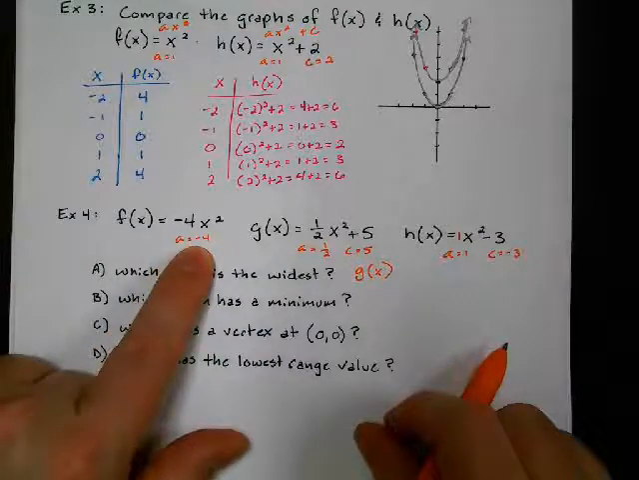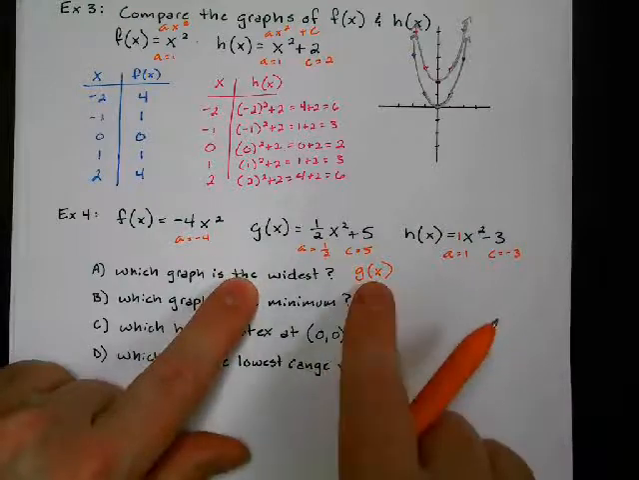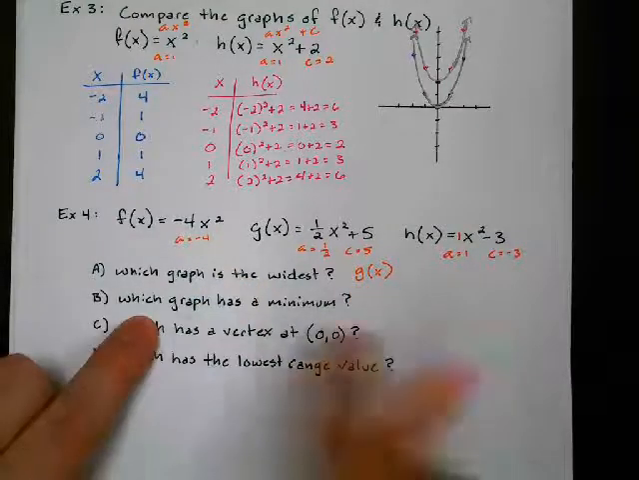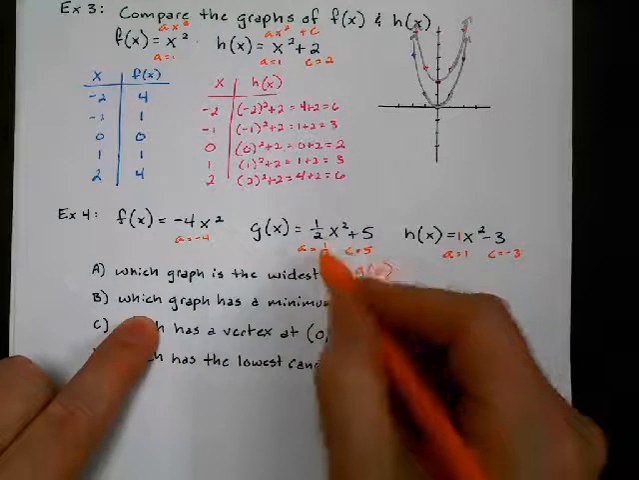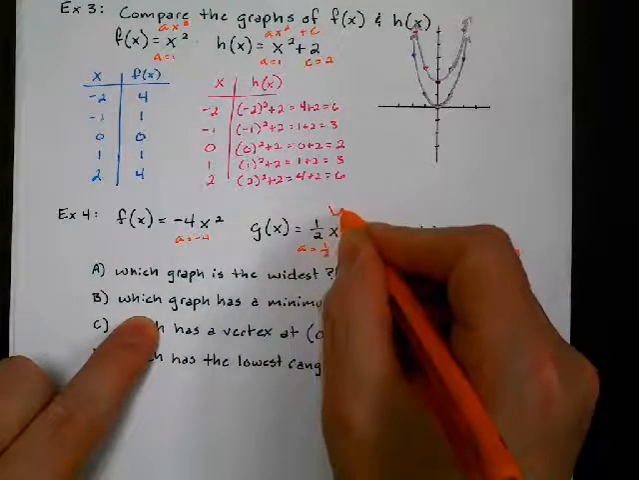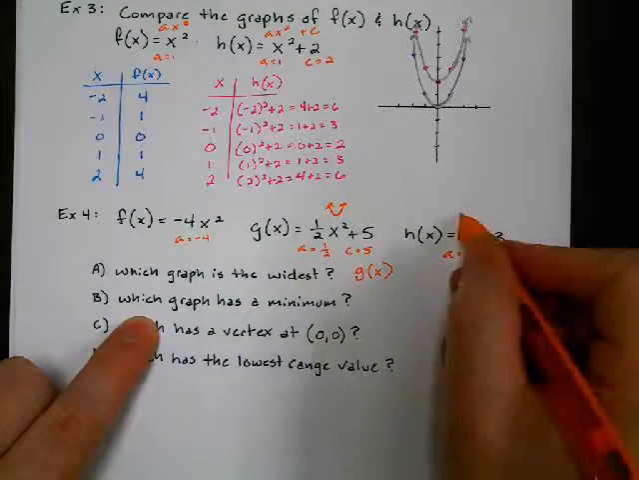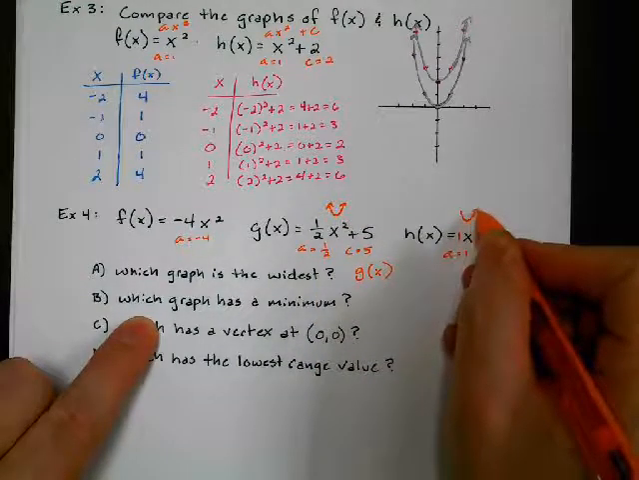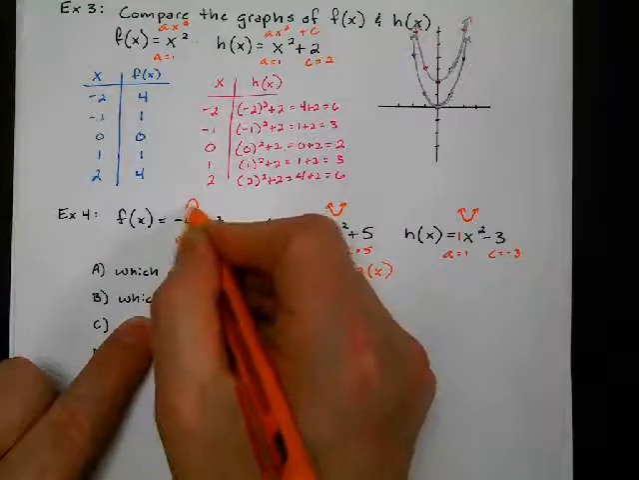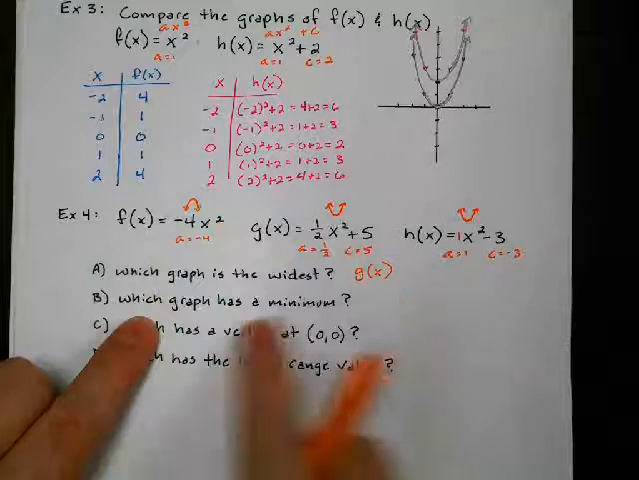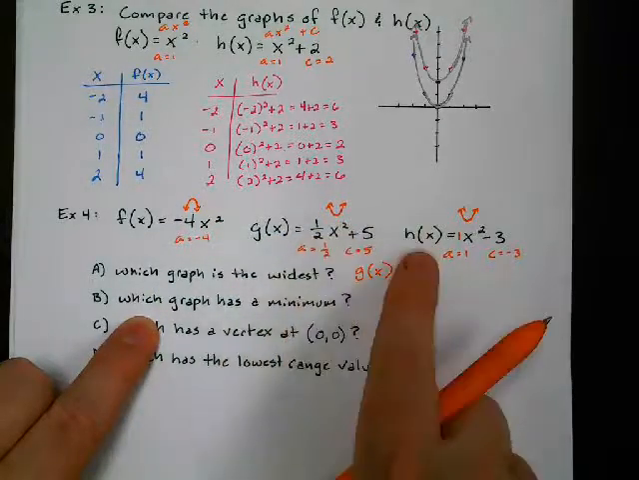Which graph has a minimum? Well, when the A value is positive, it faces up. So that one would face up. This one has a positive A value, so it would face up. This one has a negative value. That would make it face down. So which graph has a minimum? G of x has a minimum, that has a lowest point, and h of x would also have a minimum.